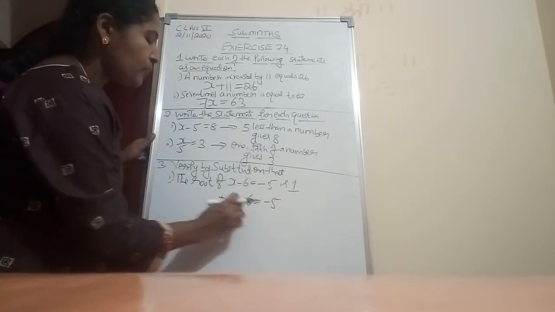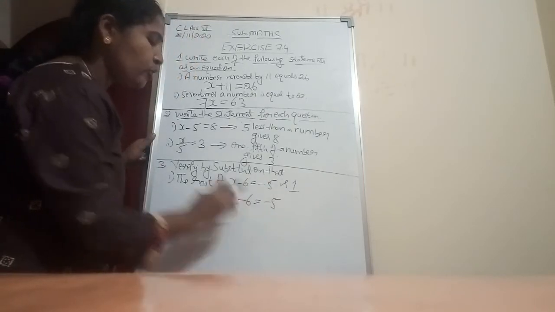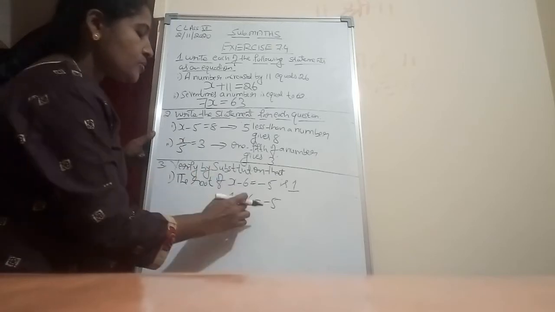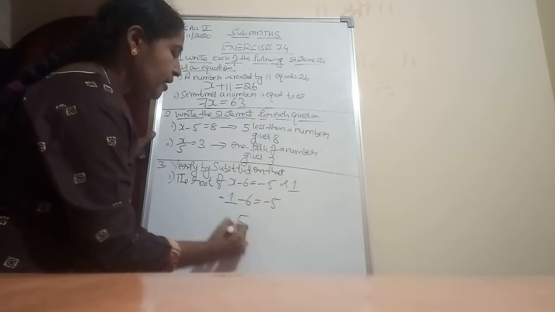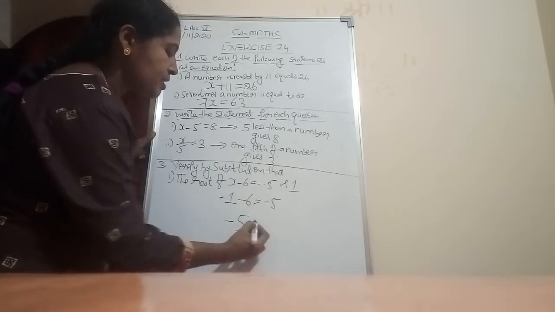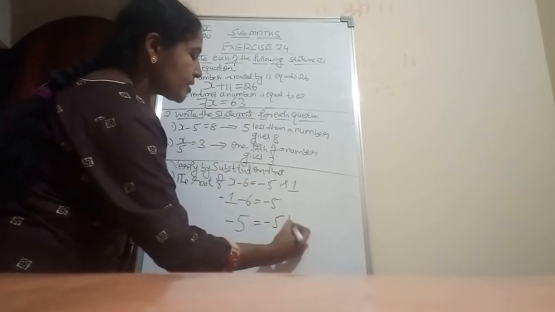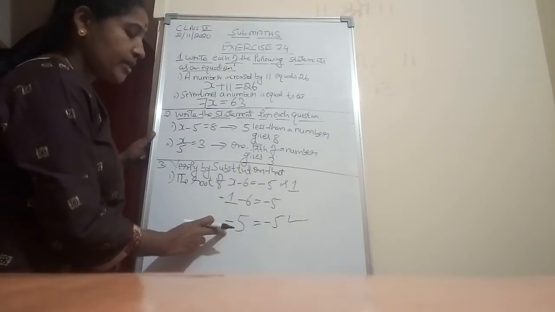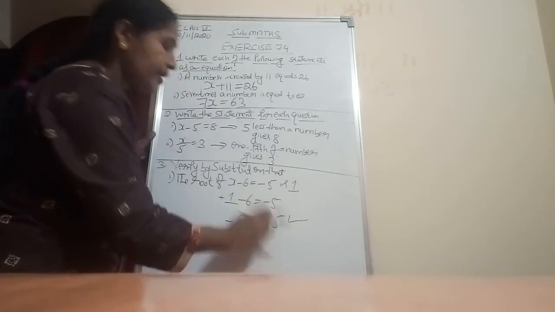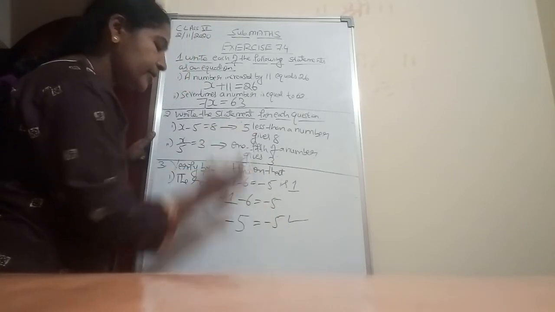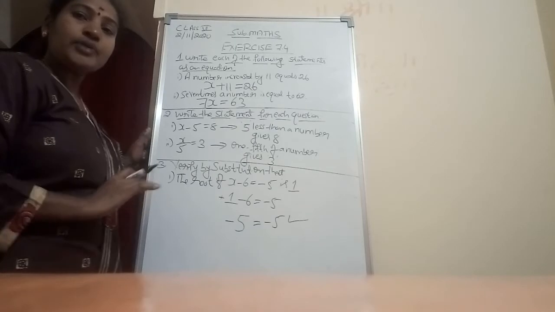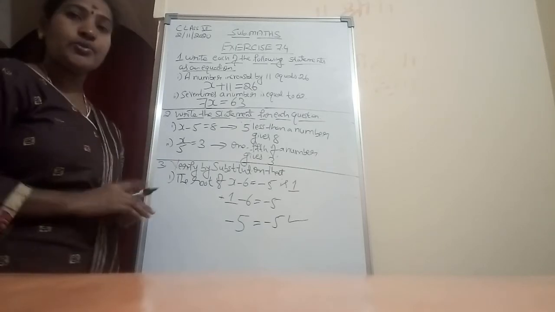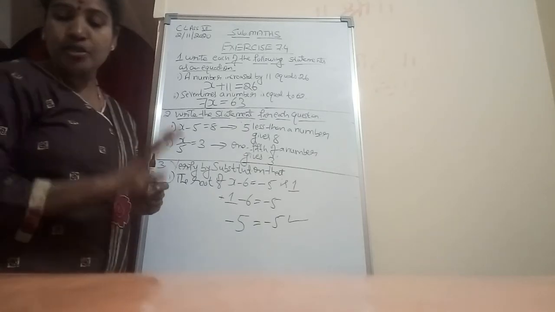One positive and one negative means I have to subtract. So 6 minus 1 is 5, with the sign of the greater number, that is minus 5. So here also minus 5. Left side is minus 5 and right-hand side is also minus 5. So what we have done is correct. In this way, the other questions are also there. You try to solve them.